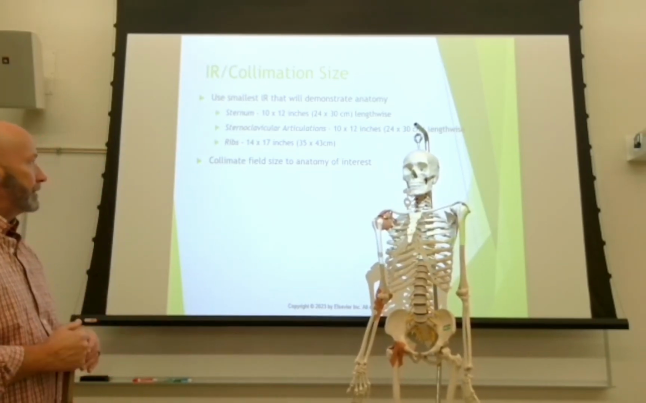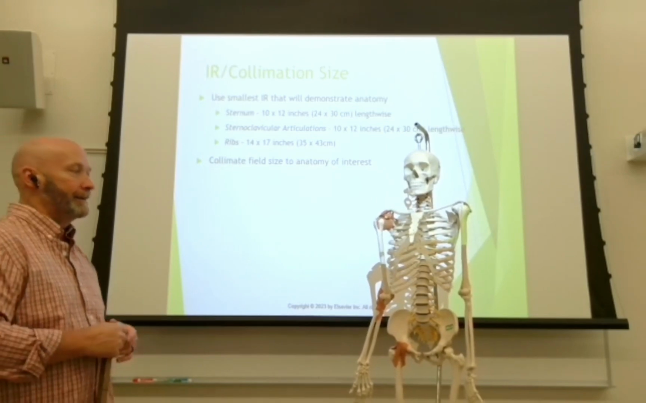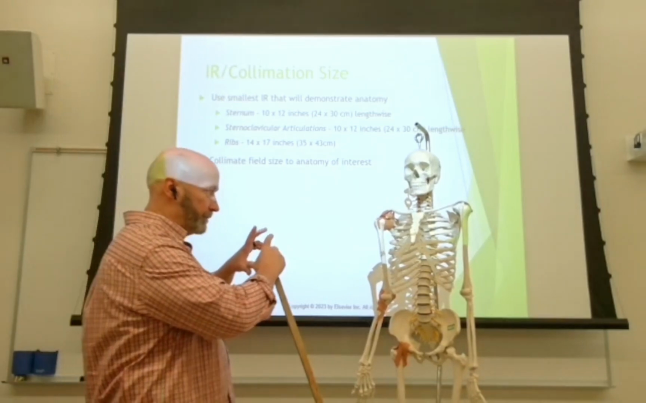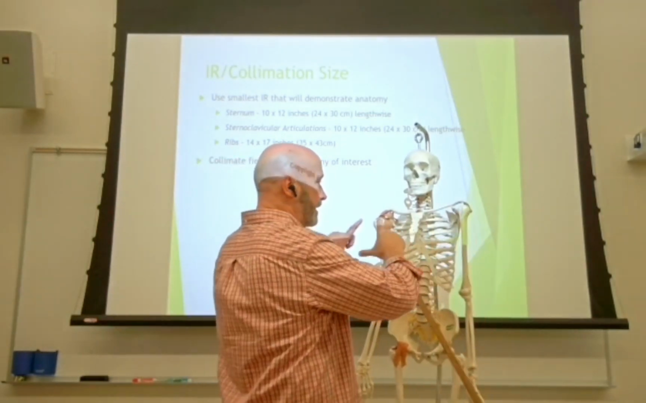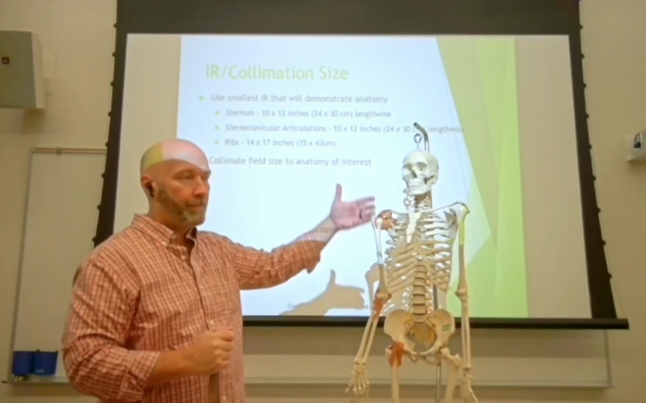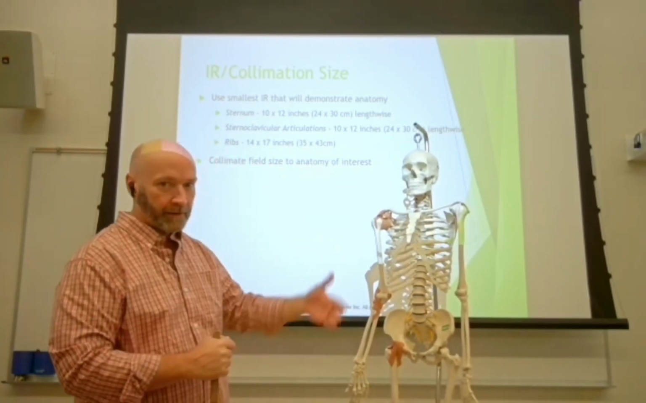And then for the ribs we use 14 by 17, and that might be crosswise for your hypersthenic patients. Your 17 dimension may be going across the patient, and in your asthenic or hyposthenic patients, it may be going the length of the patient.